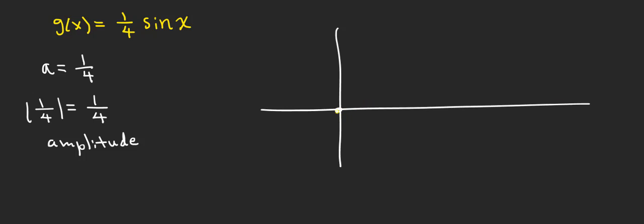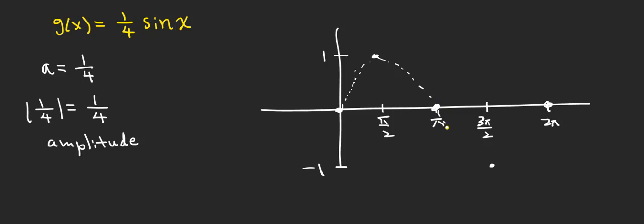So here's 0, 0. At pi over 2, you go all the way up to 1. Here's pi, 0. At 3 pi over 2, you go down to negative 1, and then at 2 pi, sine of 2 pi is 0. So you would probably want to draw a dotted line, and that is sine of x.